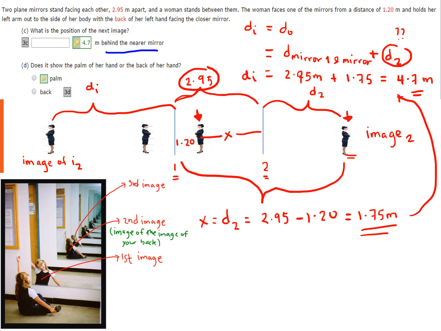Question D. Does it show the palm of her hand or the back of her hand? According to the question, she holds her left arm out to the side of her body with the back of her left hand facing the closer mirror. Now, since this is the image from the mirror on her back, or the farther mirror, mirror 2, this should be showing the palm of her hand.